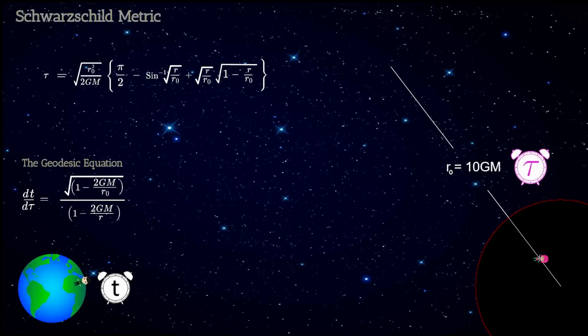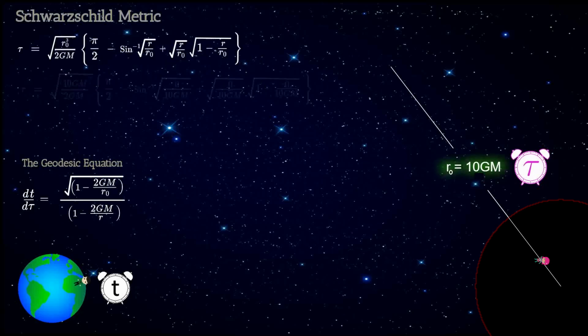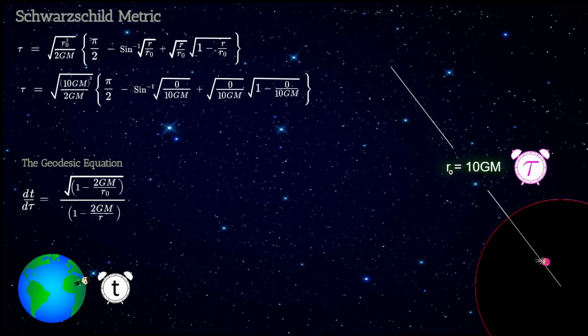Now that we have an expression for proper infall time, let's put in the value of r naught equals 10 GM and r equals 0 to see how long it takes Stella to fall to the center of the black hole according to her watch. The term out front is root 500 GM. The first term inside the brackets is pi by 2, the last term inside the brackets is 0, and the middle term inside the brackets is multi-valued. It equals 0 plus pi times an integer.